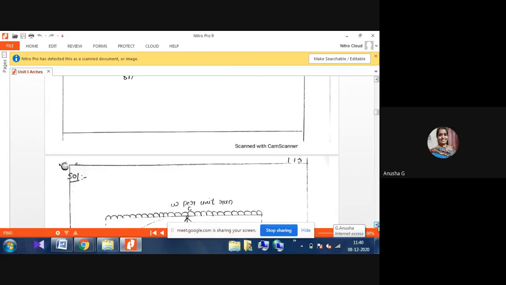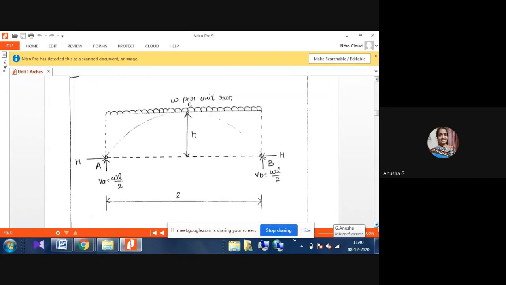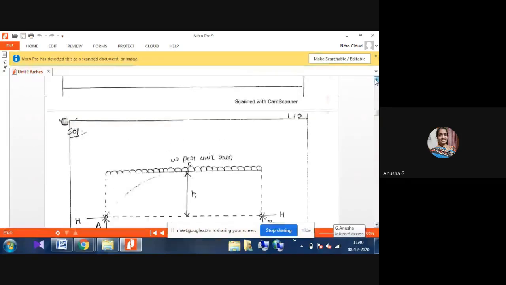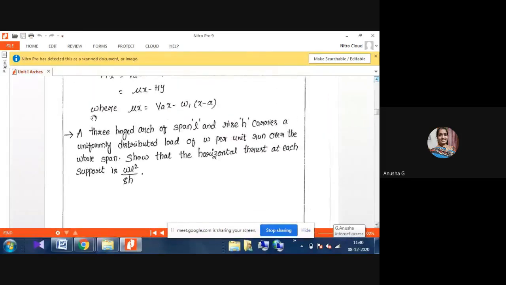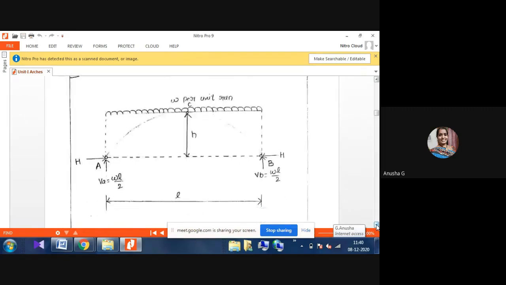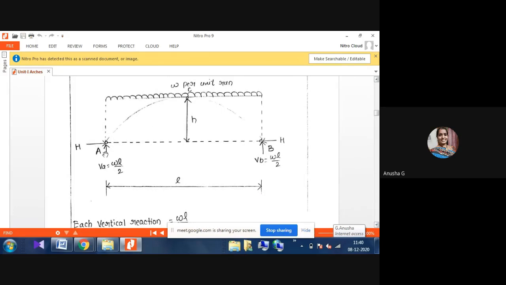Now we'll see, first we have to draw the figure. In the question they will give only this: a three-hinged arch of span L, rise h, carries a UDL over the whole span. You have to show that the horizontal thrust capital H equals WL square by 8 into small h, which you have to derive here. Okay, now we'll see here. This is our diagram. First, you have to draw the diagram correctly.